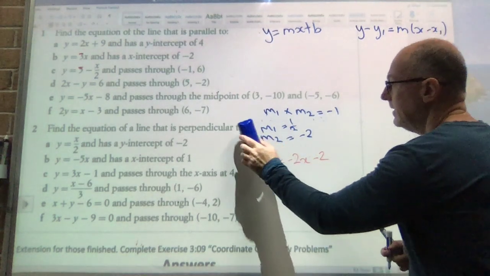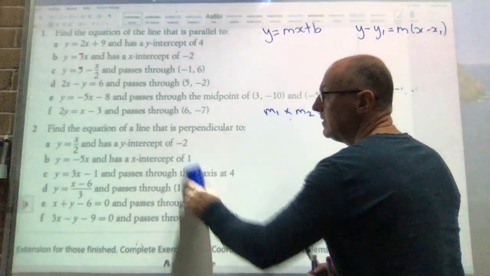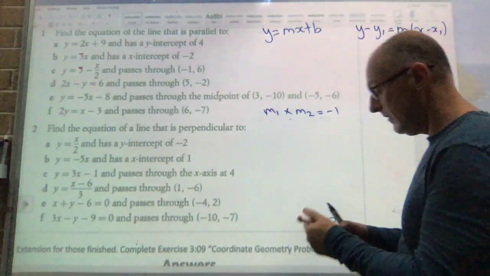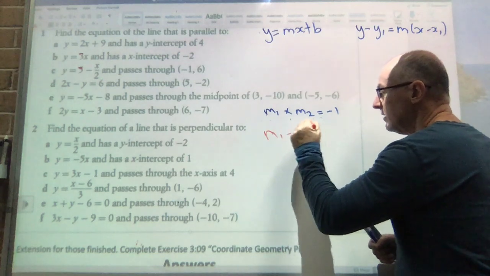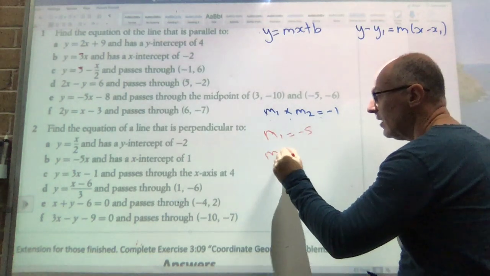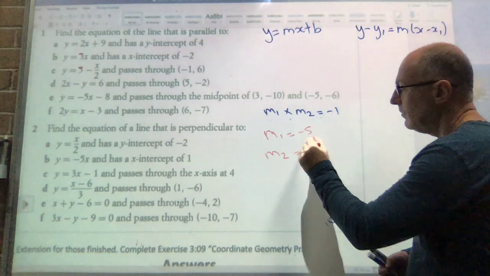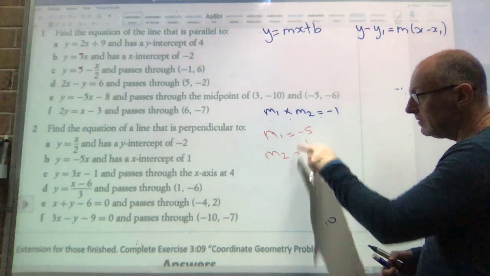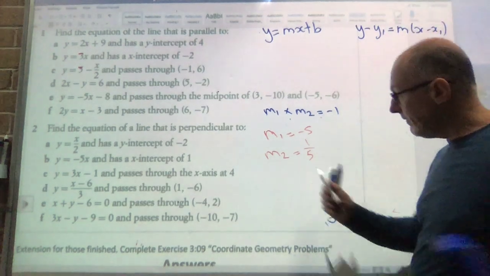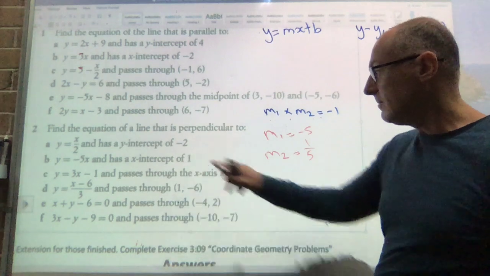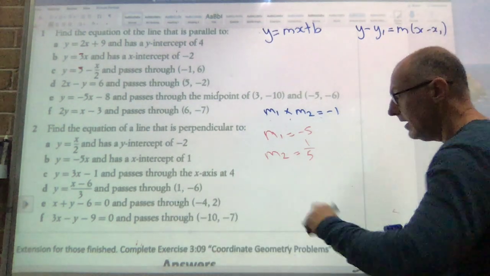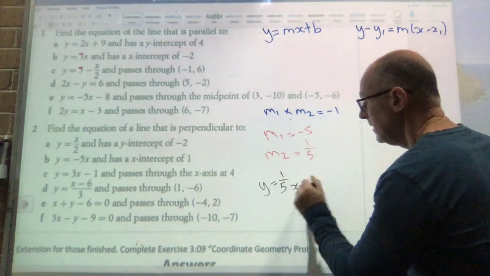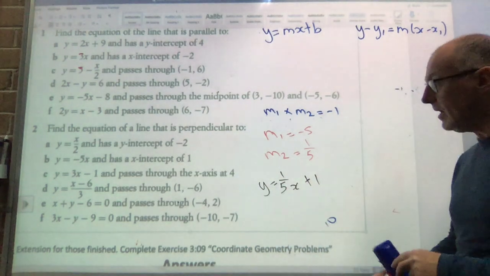I'll just leave that bit on there. Second one, they're telling us that the original gradient was -5. If you like, M1 equals -5. So the perpendicular gradient must be the inverse, which is a fifth, and it's not negative, it's a plus. So the perpendicular gradient is 1/5. So remembering 1/5 is the gradient and the y-intercept is 1. Therefore, it must be y equals 1/5 x plus 1. Okay, not too bad so far.